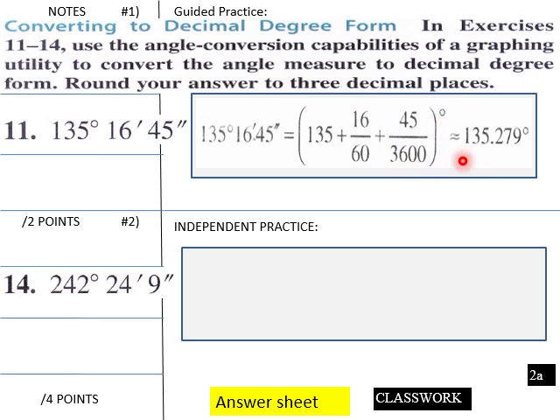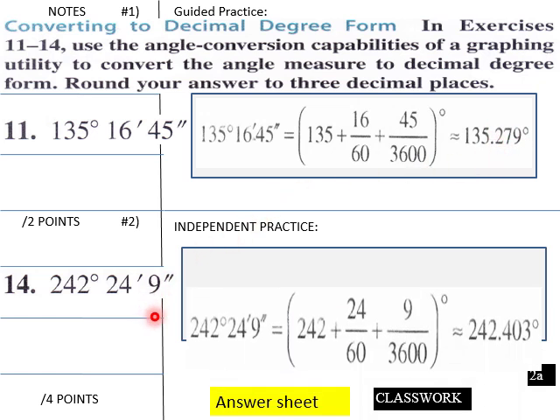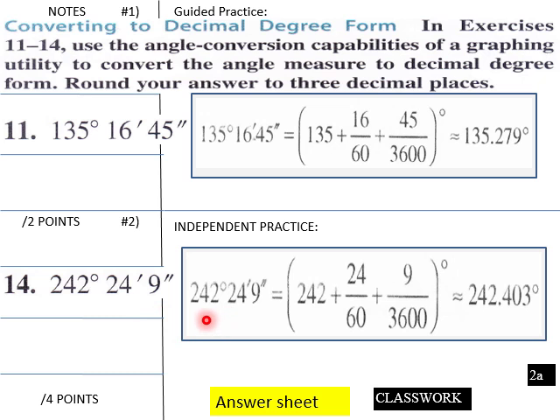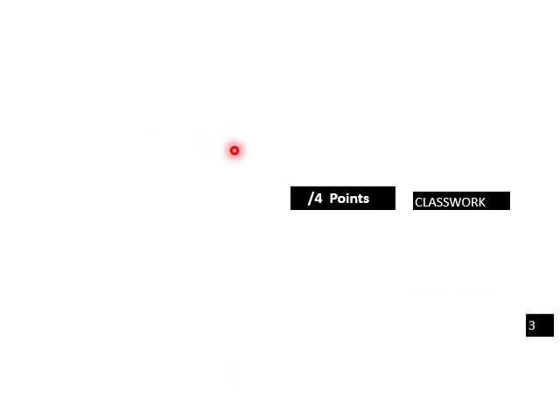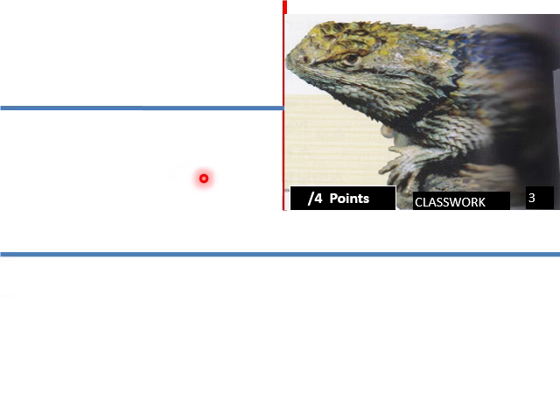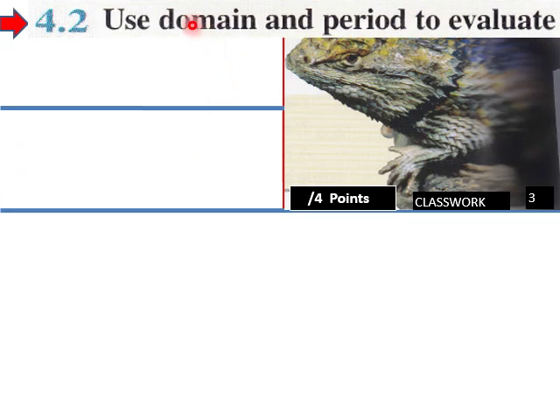And then that amounts to 135.279 degrees in decimal degree form, and this is your 3 digits here. And then down here, same thing, 242 degrees, 24 minutes, 9 seconds: 24 over 60 and then 9 over 3600 degrees is 242.403 degrees.